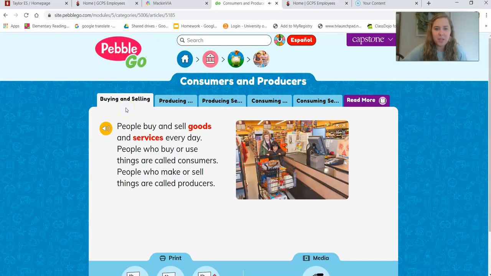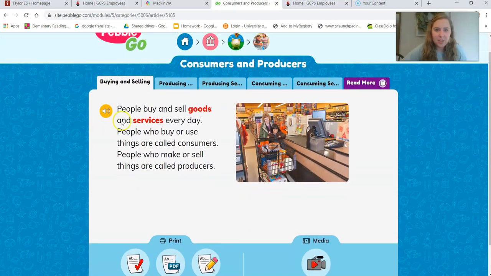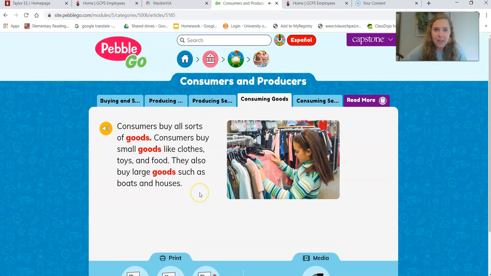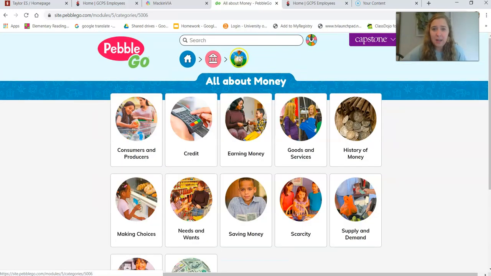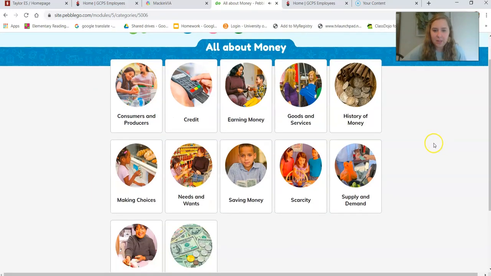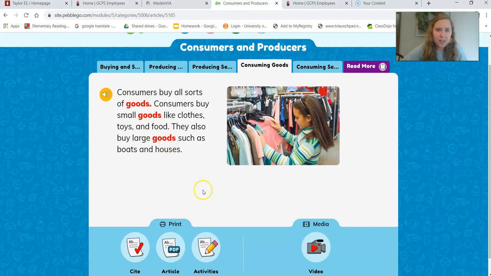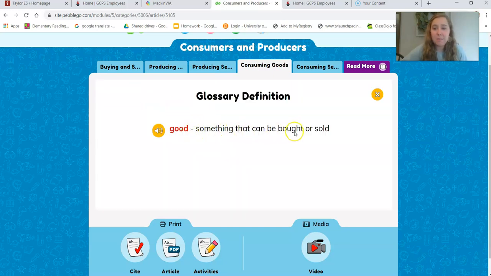So once I click on Consumers and Producers, it's going to give me additional tabs about different things. Consuming goods. Okay? And if I want to go backwards to the other tabs, I can most certainly go backwards. Goods and services. Okay? So just a reminder, I'm looking for supply and demand. What are goods? So if I go to consumers and producers, it says consumers buy all sorts of goods. Consumers buy small goods like clothes, toys, and food. They also buy large goods such as boats and houses. I think I can click on this. Good. A good is something that can be bought or sold, okay? So I already found that answer right there.